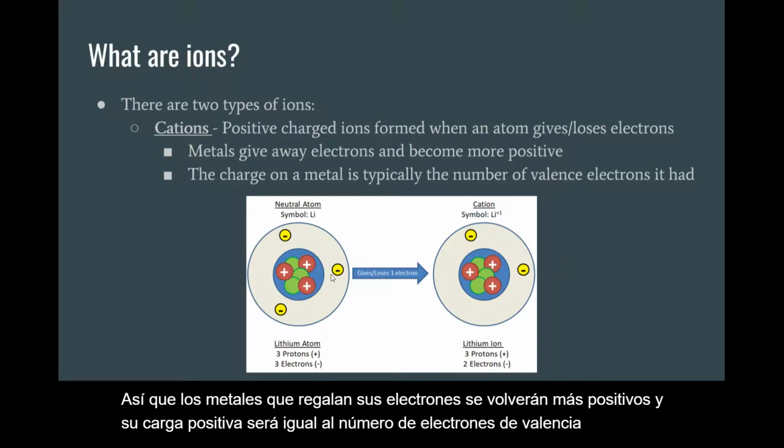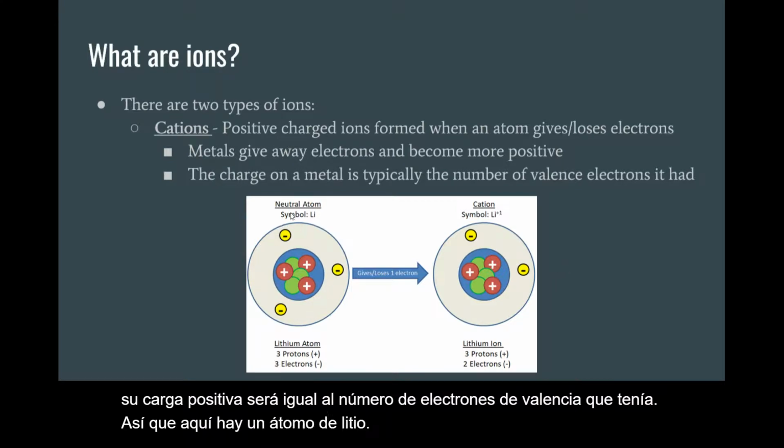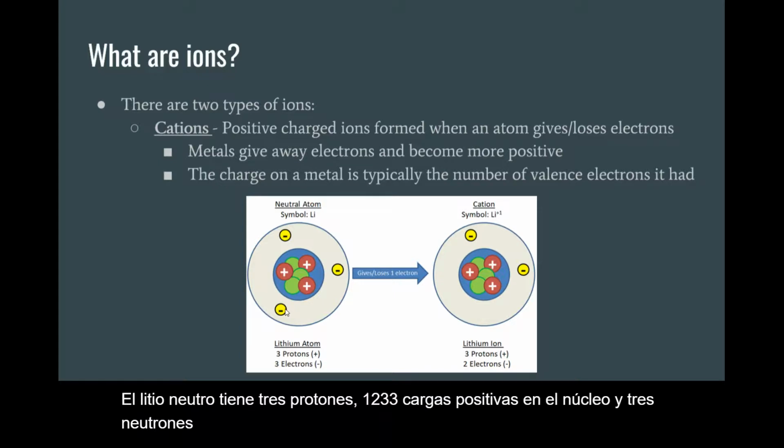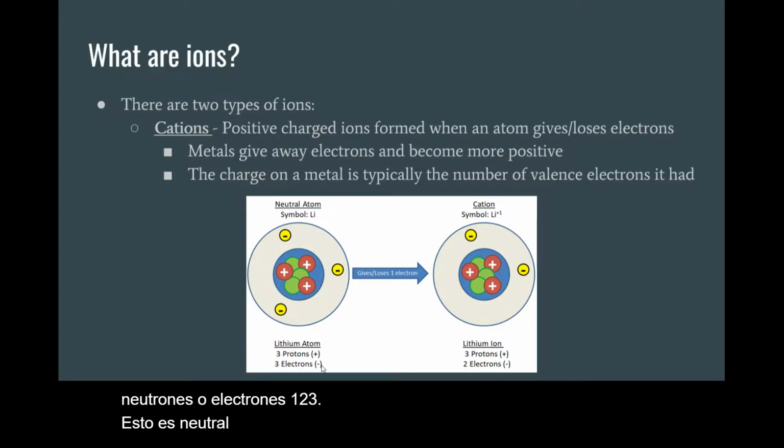So here's a lithium atom. Neutral lithium has three protons, one, two, three positive charges in the nucleus, and three electrons, one, two, three. This is neutral because there are three positive and three negative, so it has no charge.